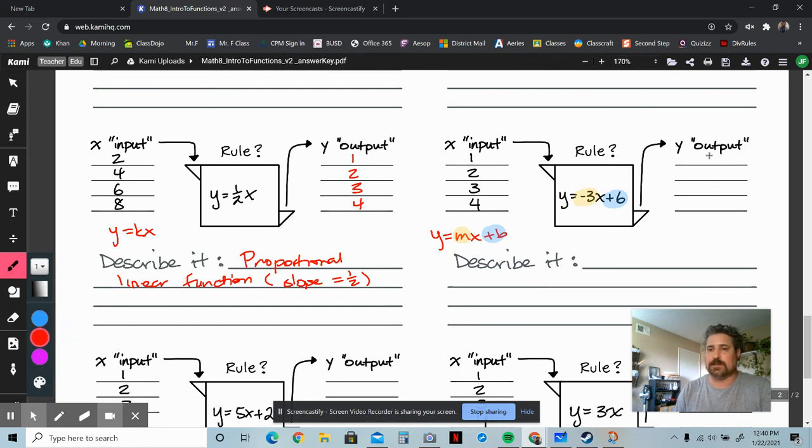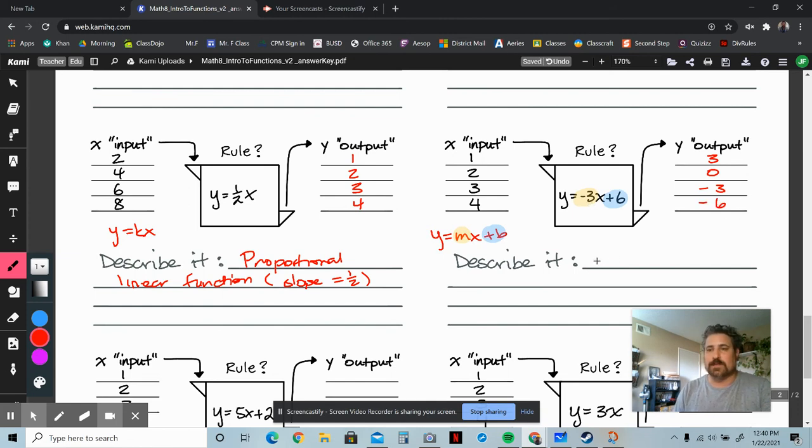Negative 3 plus 6 is going to be 3. 2 times negative 3 is negative 6. Negative 6 plus 6 is 0. 3 times negative 3 is going to be negative 9. Negative 9 plus 6 is negative 3. And then 4 times negative 3 is negative 12. Negative 12 plus 6 is negative 6.